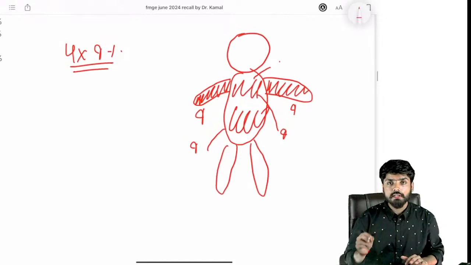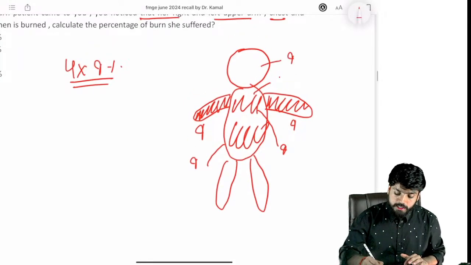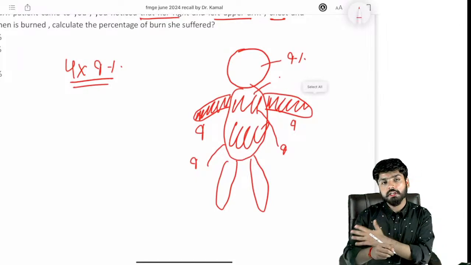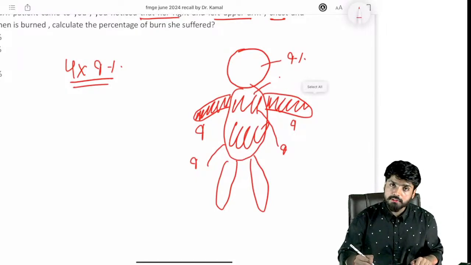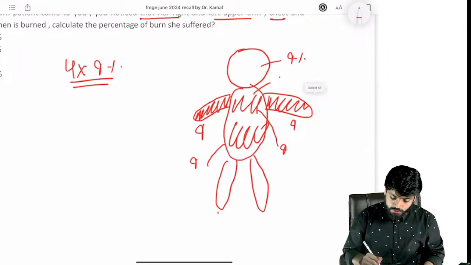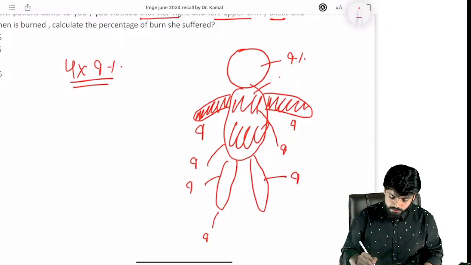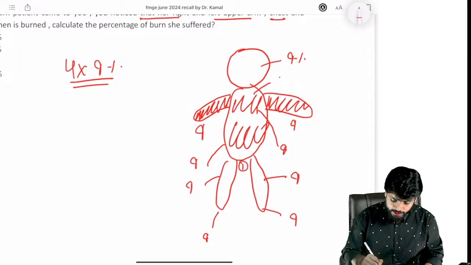there are total 11. 9 is the rule of 9 or the rule of Wallace that you have to remember. Head and neck are 9%. Okay. Right arm complete front and back is 9%. Left arm is 9%. The upper chest is 9. Lower chest is 9. Then upper leg is 9. Lower leg and perineum is having 1.